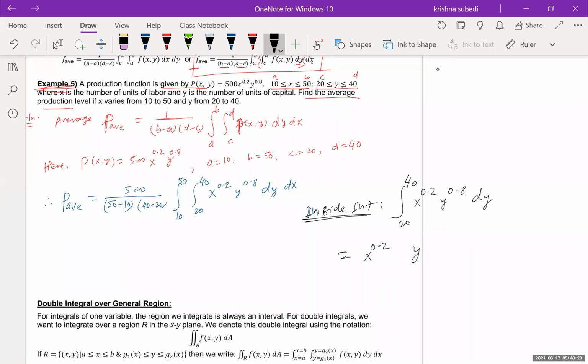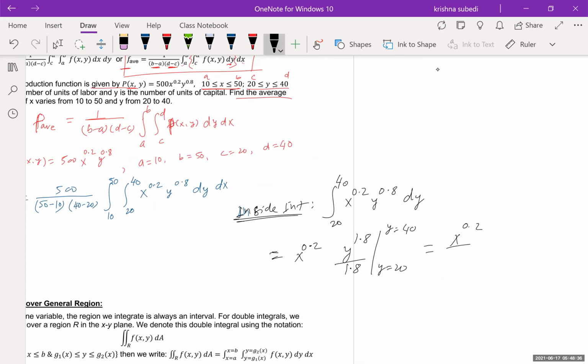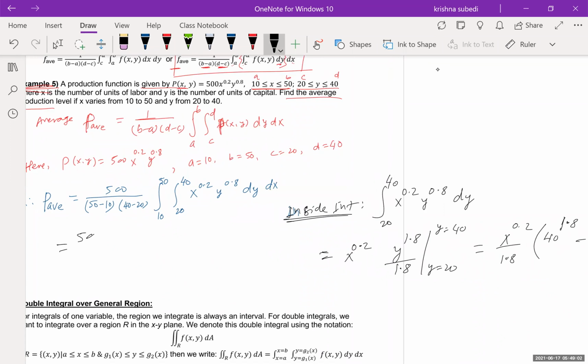Now you have y. This will be y to the 1.8 over 1.8, with y from 20 to 40. And so you're going to get x to the 0.2 over 1.8, and here you will have 40 raised to power 1.8 minus 20 raised to power 1.8. All right, now this is the value. If you want, you can actually calculate using your calculator, but I don't have a calculator right now, so I just leave it like this. And so what you can do is this will be 500, and in the bottom, this will be 40 times 20. I believe that's 800, right?